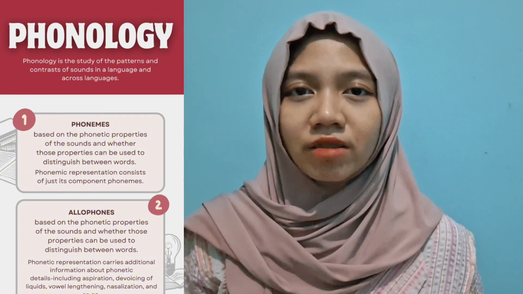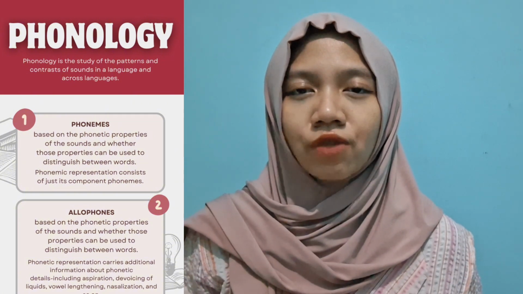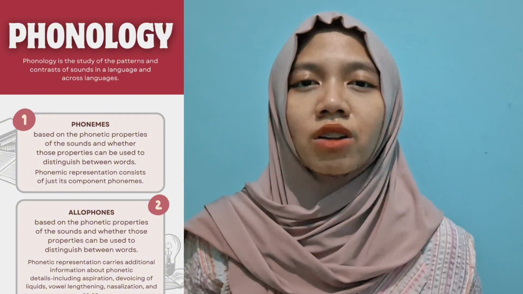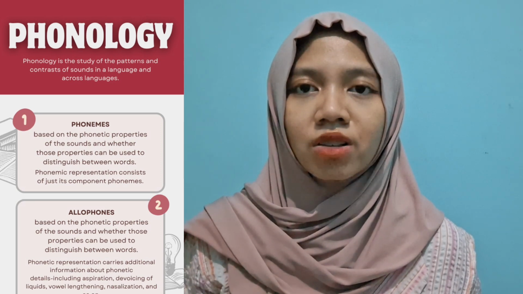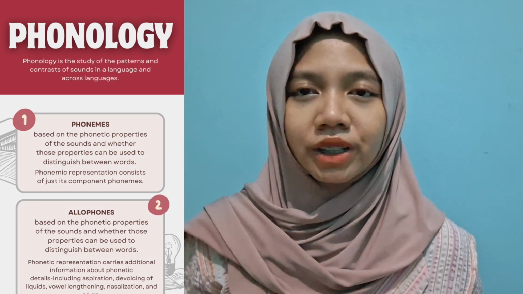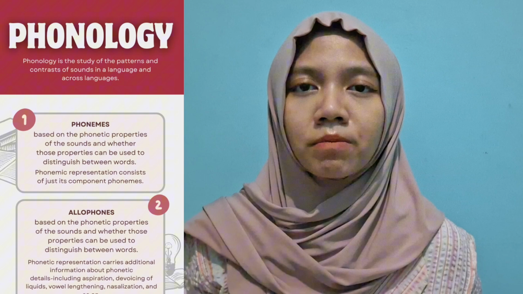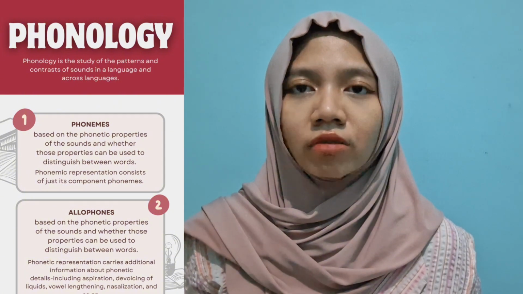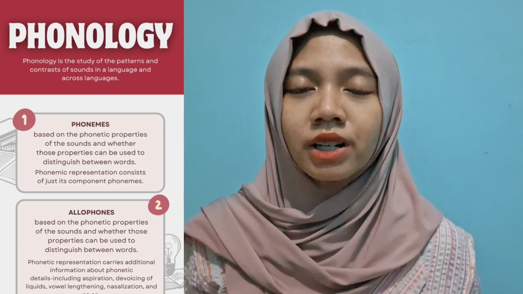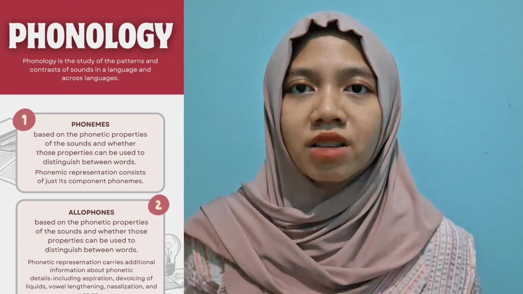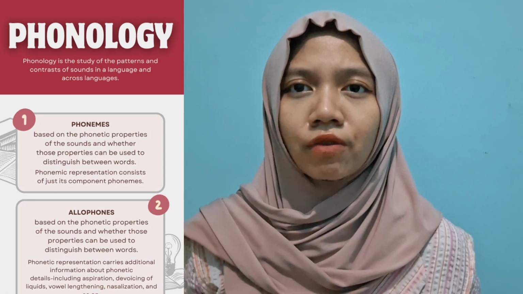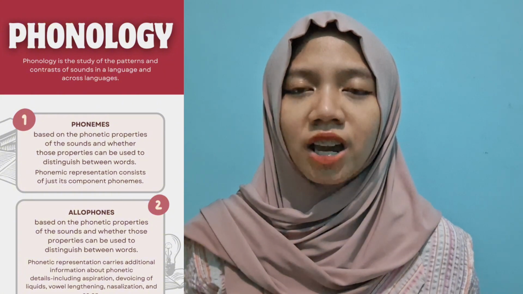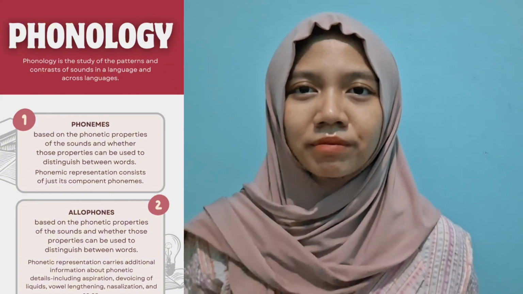First, let's talk about phonemes. A phoneme is the smallest unit of sound that can change the meaning of a word. For example, in English, the words bat and pat differ by only one sound, b and p. These sounds are different phonemes because they change the meaning of the words.